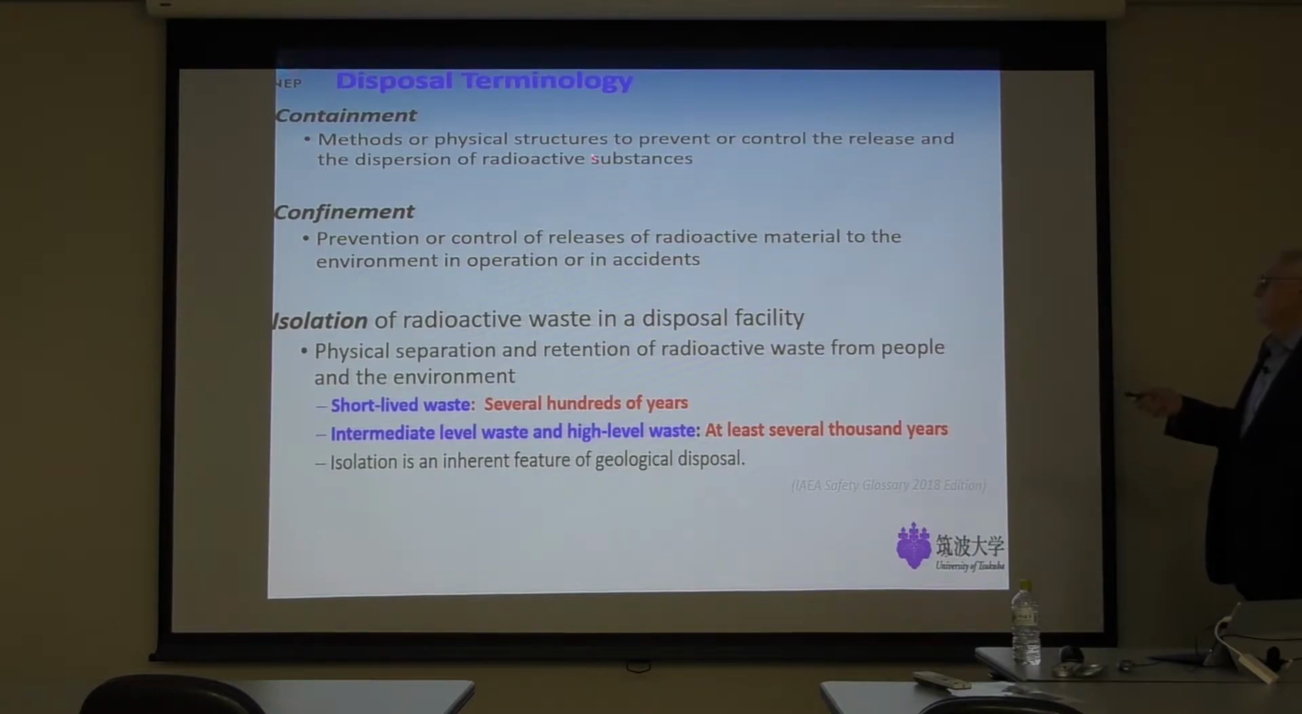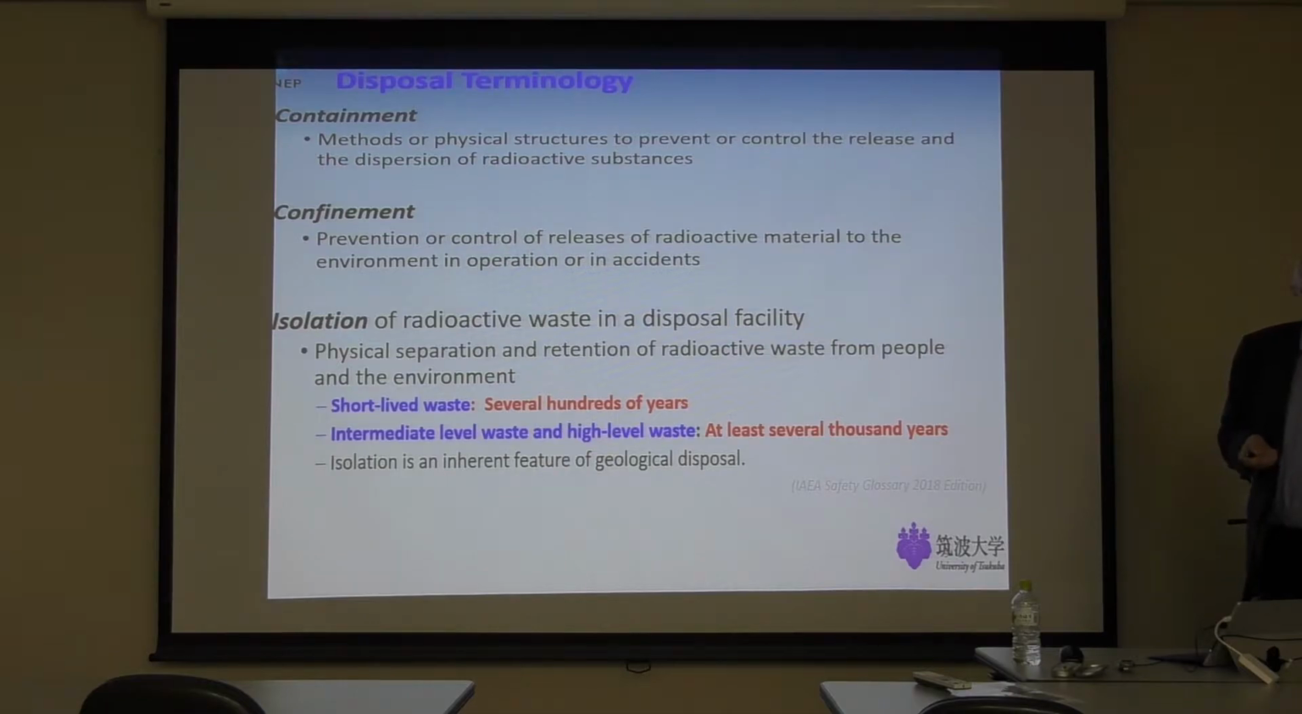So, if you go again for the terminology, when we look at the containment, these are methods or physical structures to prevent or control the releases and the dispersion of radioactive substances. And the confinement is a prevention or control of releases of radioactive material to the environment in operation or in accidents.